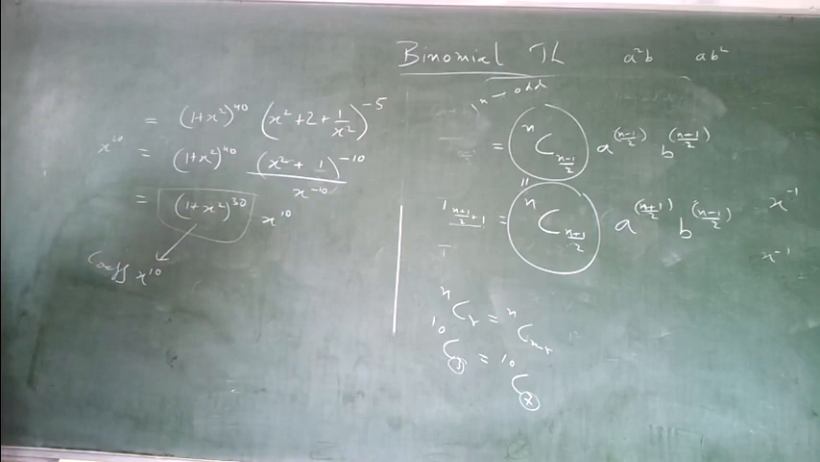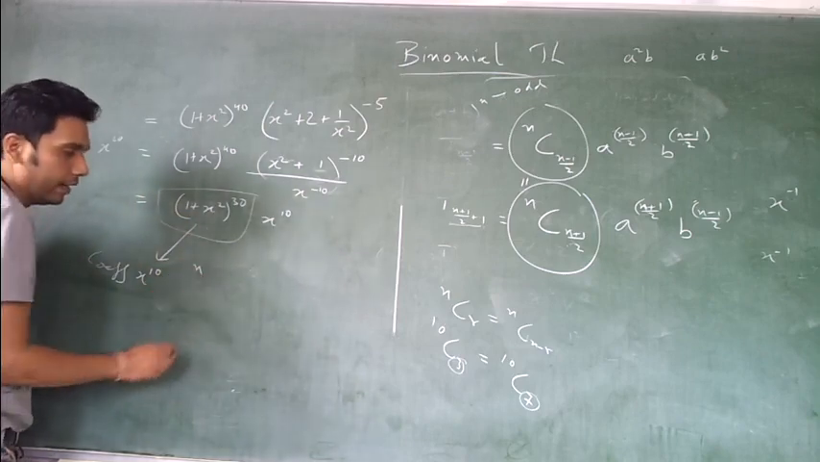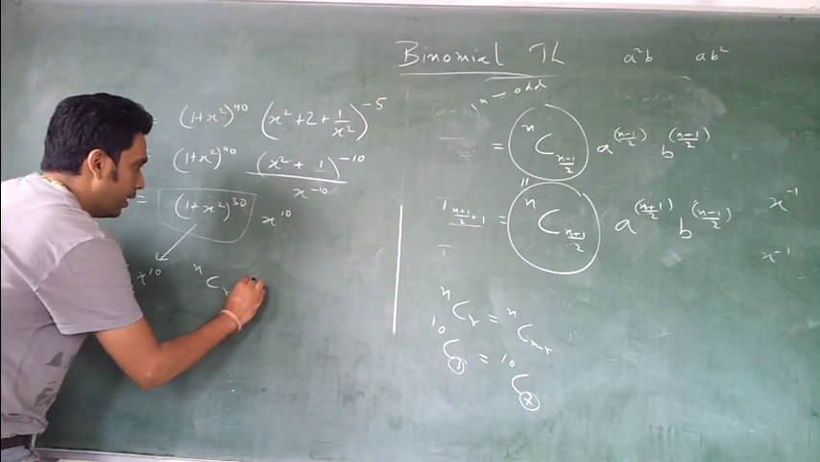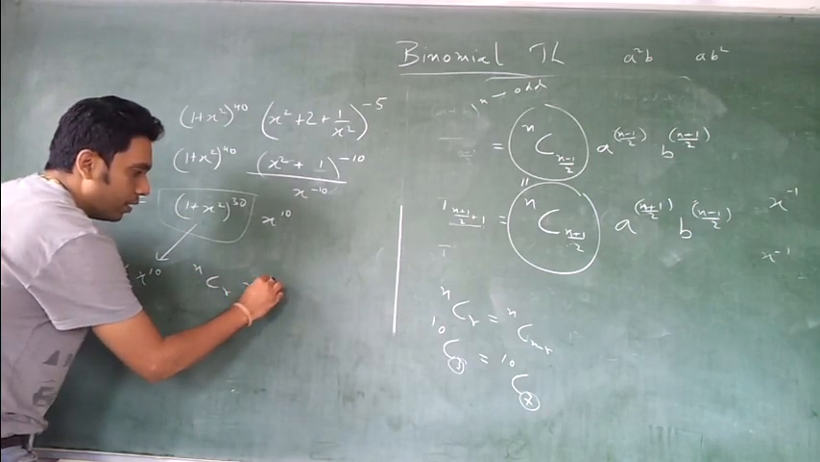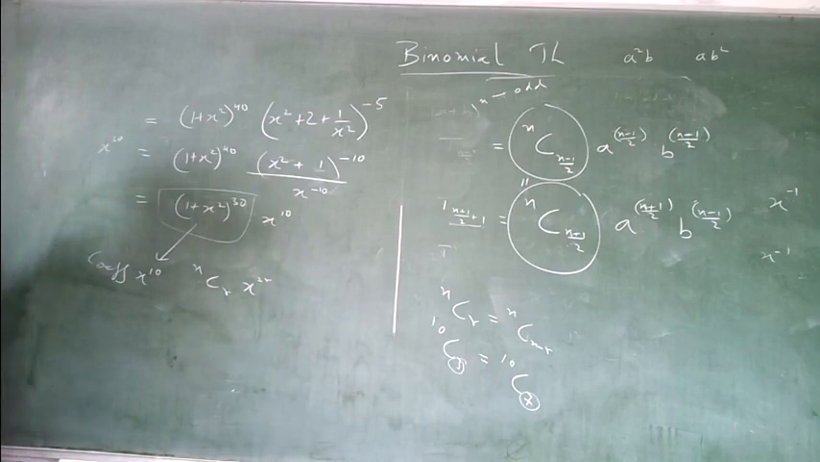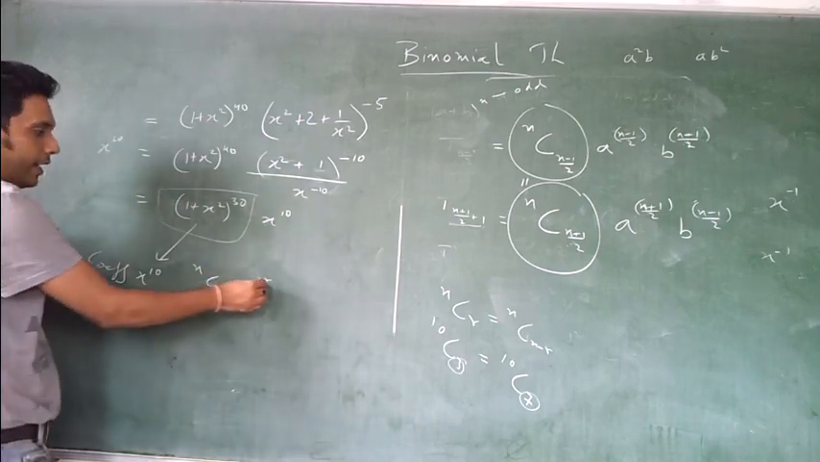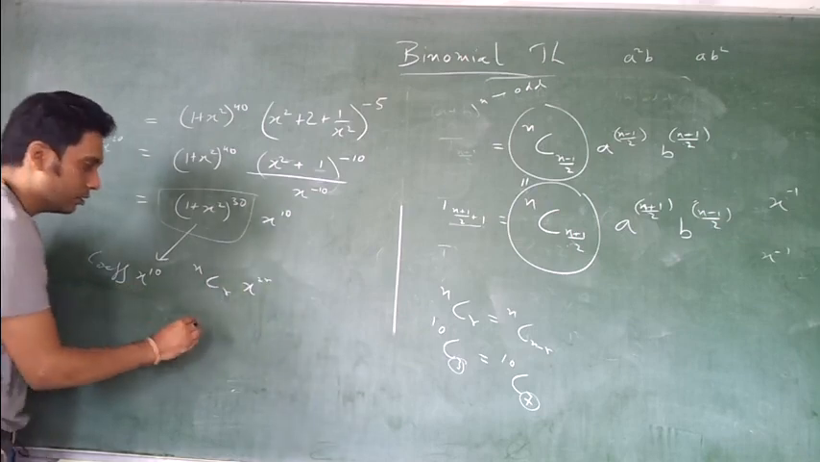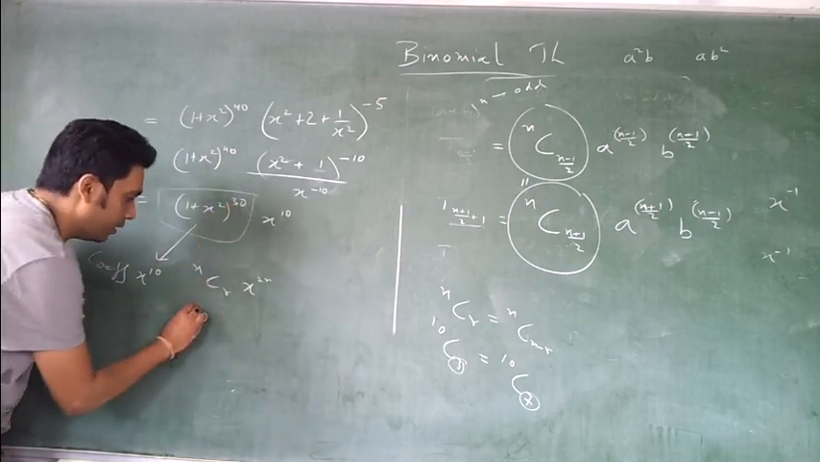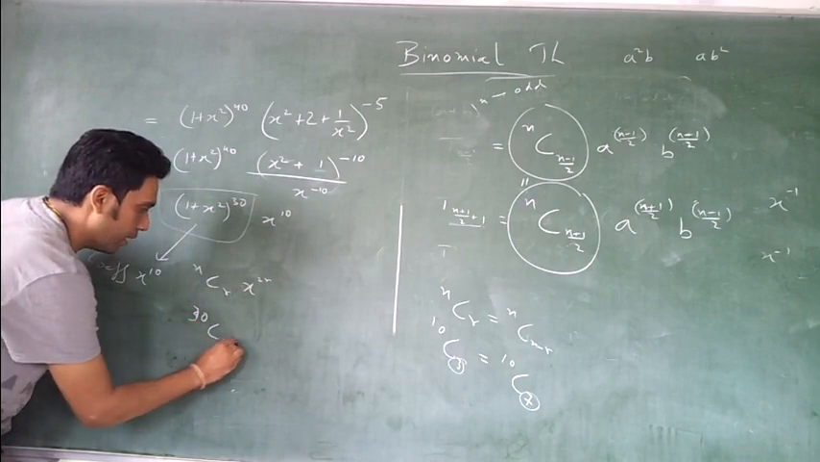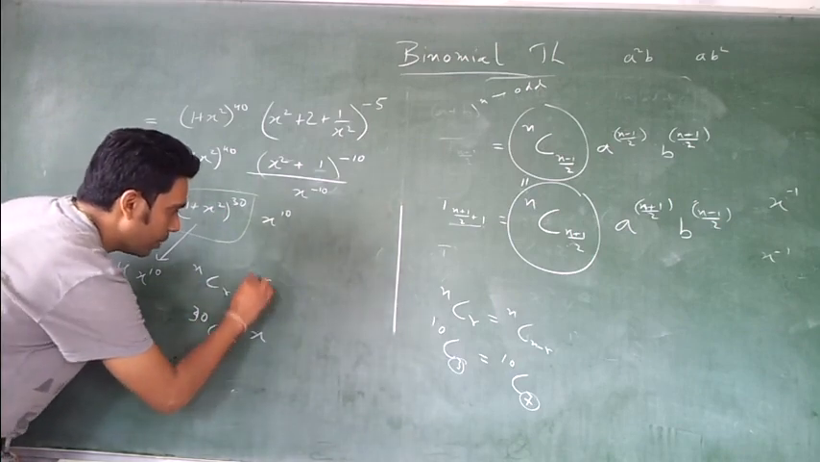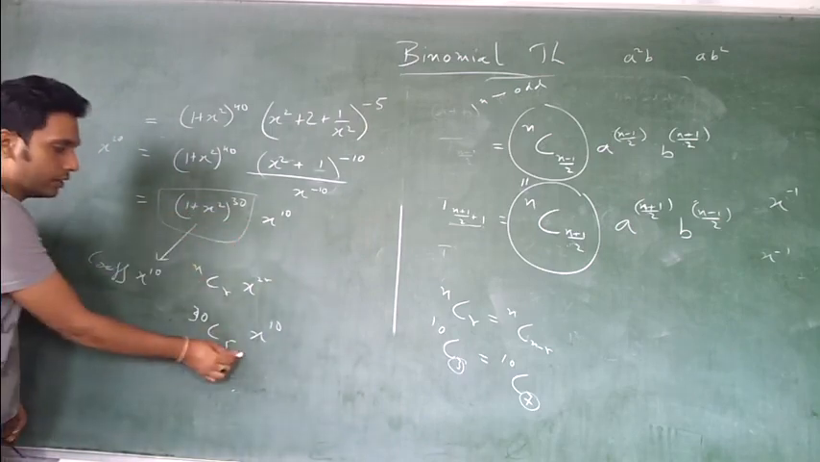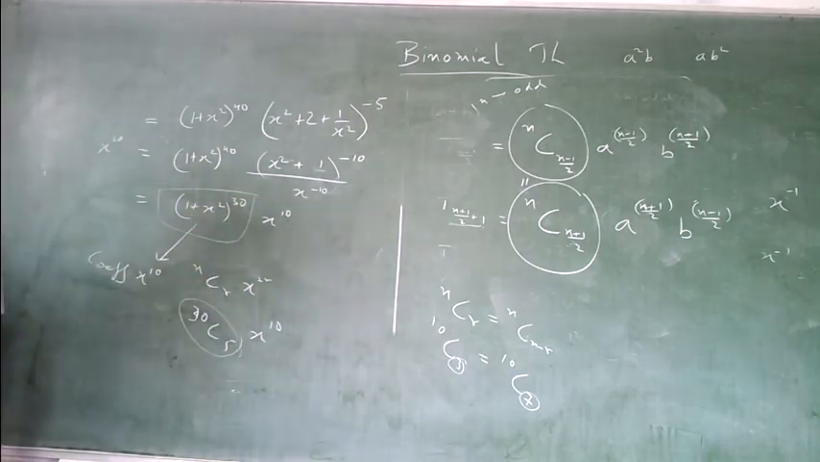What is the general term of this expansion? nCr (x square) power r, that is x power 2r. I have to find x power 10, which means r is 5. So it is 30C5 x power 10, into x power 10 outside. So 30C5 is your answer. Any doubt?